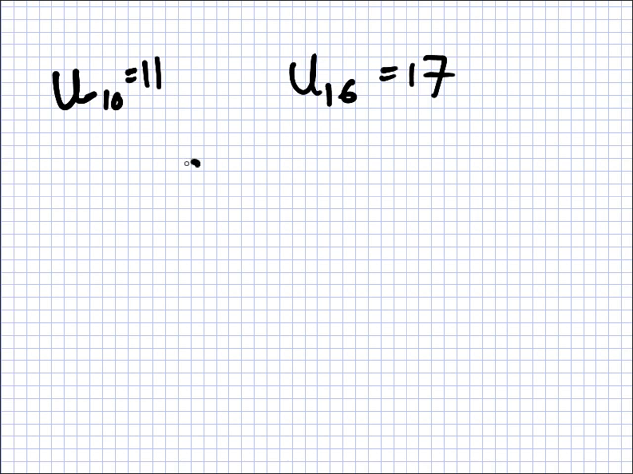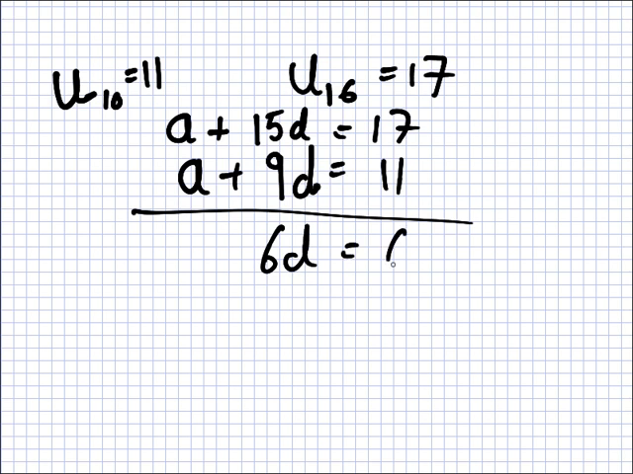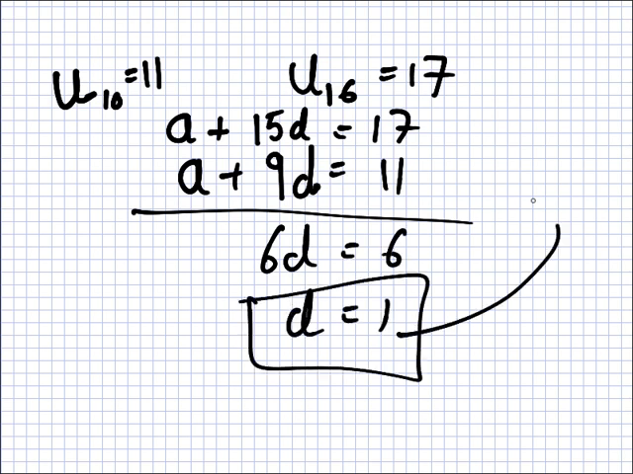The first one would be a plus 9d equals 11. And the second one here would be a plus 15d equals 17. This is a plus 9d and this is a plus 15d using the formula. Now what do? 6d equals 6, so d equals 1. Sub that back into here.